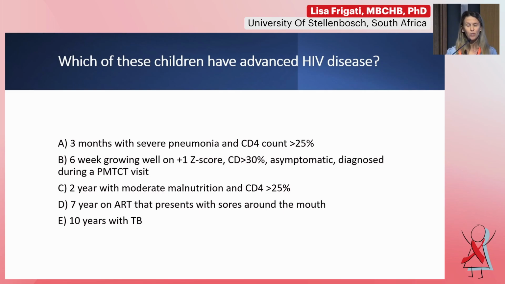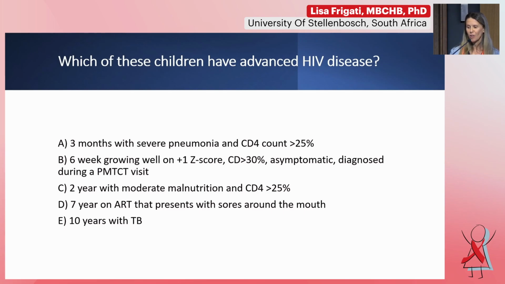So we don't have a Mentimeter for this one, but maybe you can just raise your hands. Which of these children do you think have advanced HIV disease? A, a 3-month-old with severe pneumonia and a CD4 count of more than 25%. Don't be shy. Yes, advanced HIV disease. See some hands. Okay. B, a 6-week-old growing well on the plus one Z score, a great CD4 percentage, asymptomatic, and diagnosed during a routine PMTCT visit. Does this child have advanced disease? Got one taker.